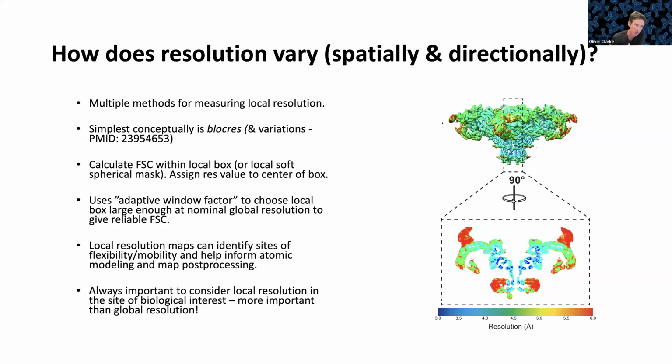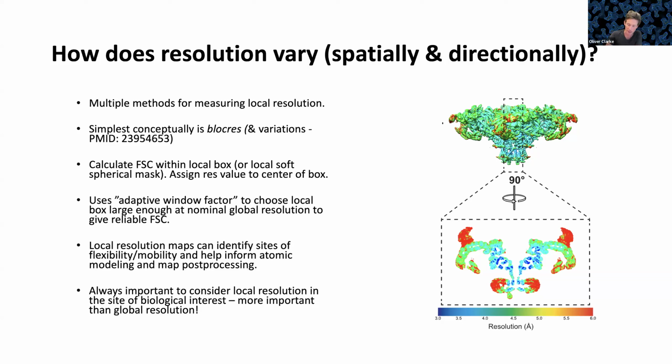Probably the simplest conceptually is blocres and variations of that, which basically involve calculating an FSC within a local box or a local spherical mask that's translated across the reconstruction, such that the resolution value is assigned in a new local resolution map. The resolution value is assigned at the center of each box or the center of each sphere and then averaged in a window.